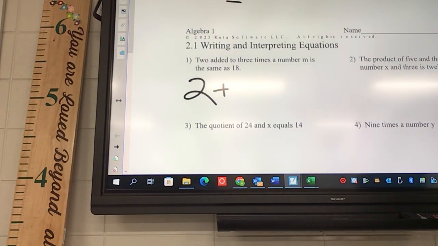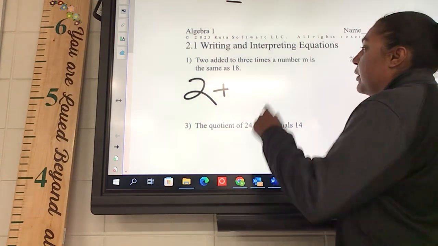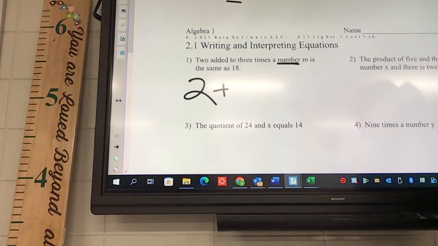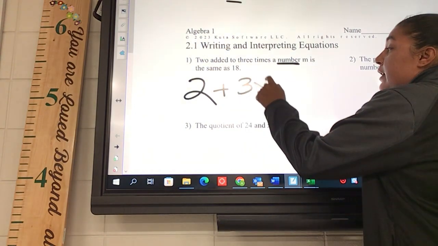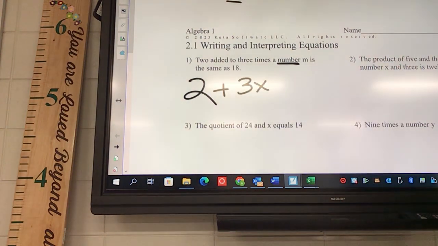Okay, so this is where you start to get a little bit tricky. 3 times a number. What does a number mean? A number. What number? Any number, right? So what letter do you usually see? X, right? You could put X, you could put A, whatever. Okay, so 3 times X. That's what it means. When something's right next to each other, you could say that means times.